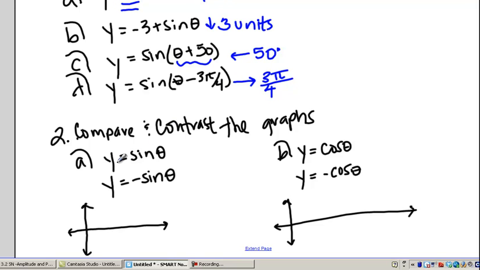Alright, I am going to use blue for my first function. We know, or we should know already, that for the parent function y equals sine of theta, you start at the sinusoidal axis, you go up, then you come back down, and then you go back up again.